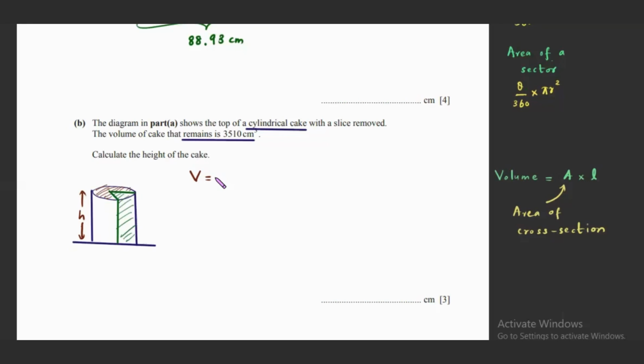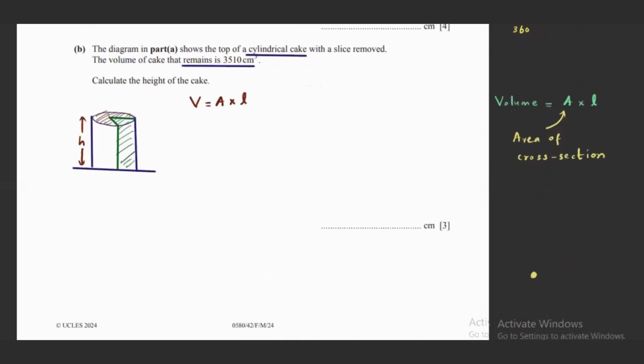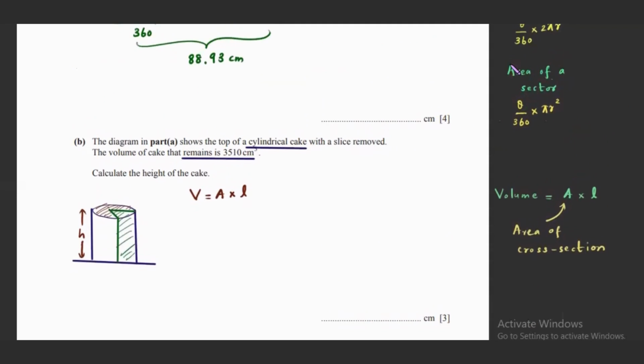But I'm going to make use of the general formula, which is area of the cross-section times L. L is the length along which the cross-section stays the same. In this diagram, the cross-section is going to be this shape that we have here, which means we need to calculate the area of this larger sector, because the area of the larger sector will be the cross-section for this cake without that slice, which means to calculate the area, I need to do the area of the sector.